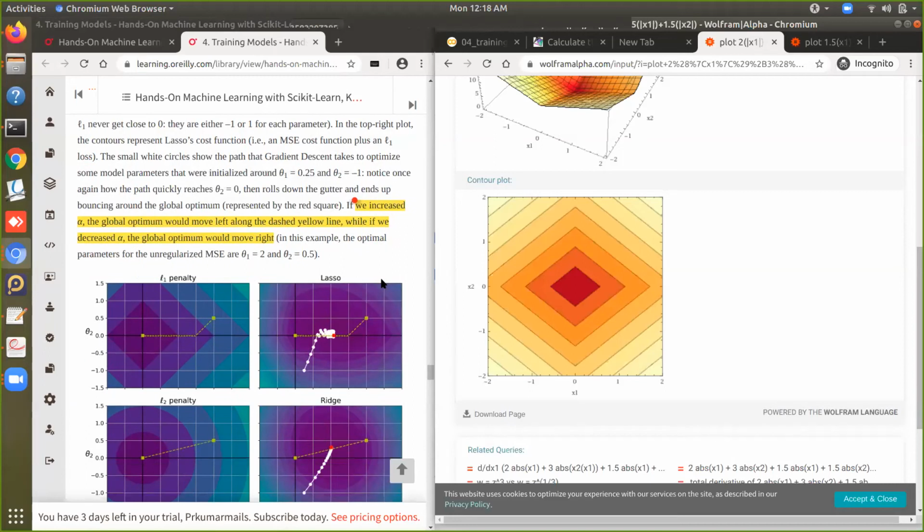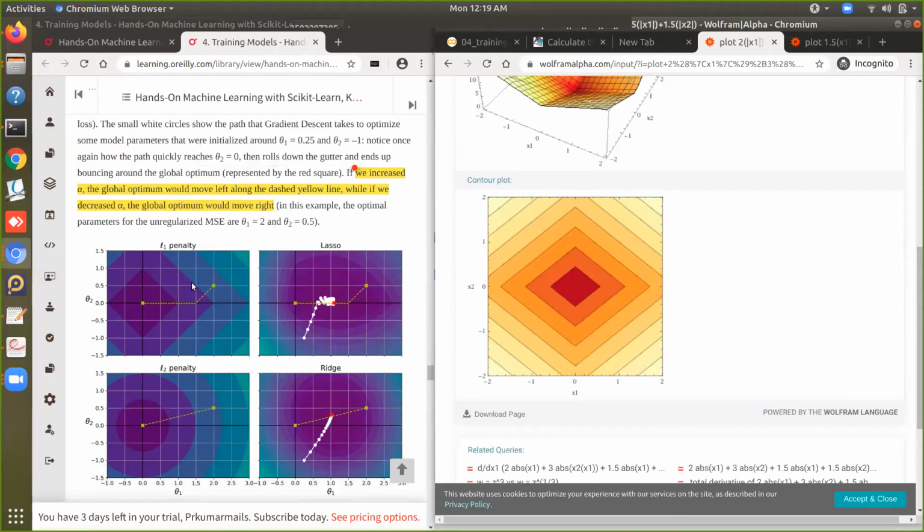If we increase the alpha, our global optimum would move left along the yellow dashed line, while if we decrease the alpha, the global optimum would move right. That's because if you had only the L1 function, that would be the curve, the plot on the left.